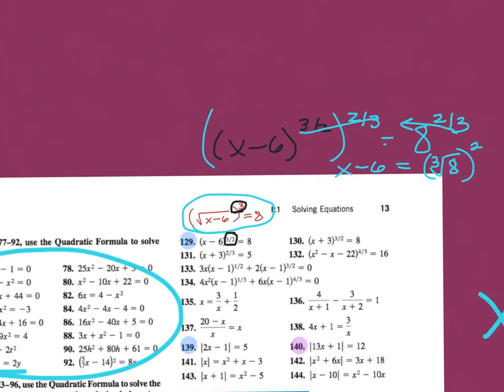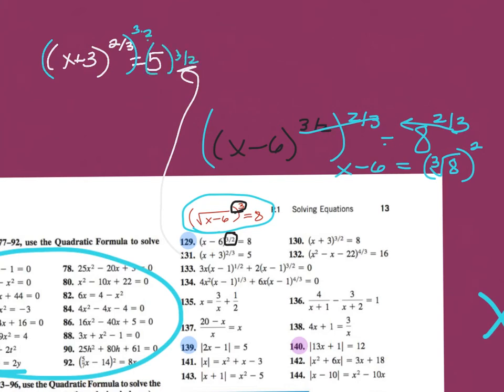So if you were to look at 131, I'd get x plus 3 to the 2/3 equals 5. So again, I would be flipping it so that it becomes 3 halves, and I'd raise this to the 3 halves. And I'd get x plus 3 equals the square root of 5 cubed. And then I would subtract the 3 from the other side. So x would equal the square root of 5 cubed, which is square root of 5 times square root of 5 times square root of 5, or 5 root 5, minus 3.